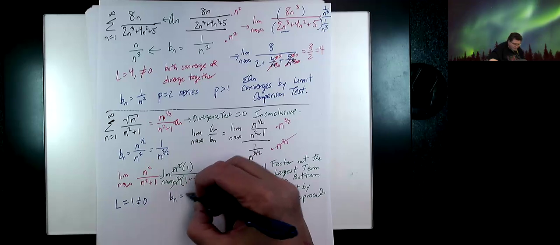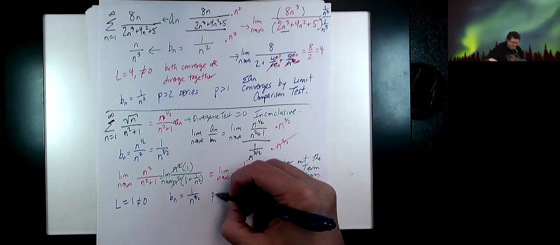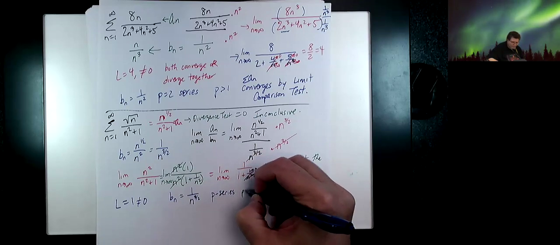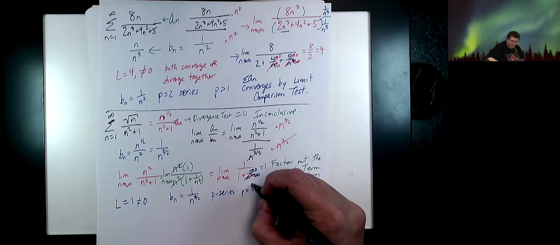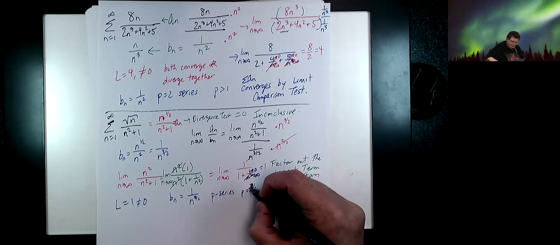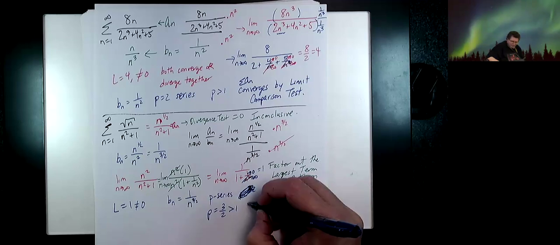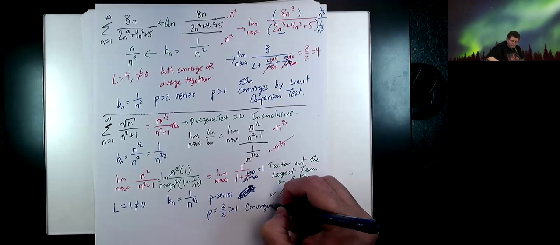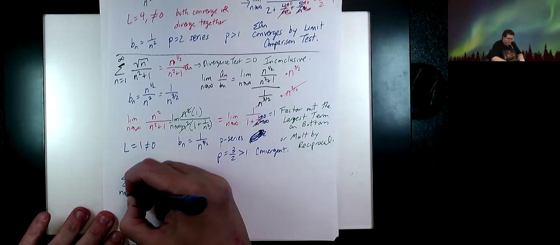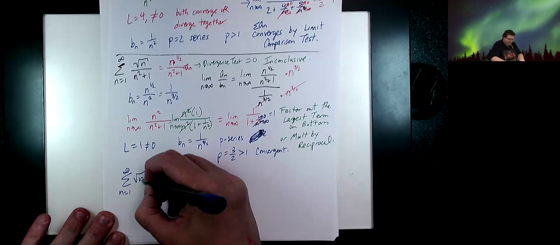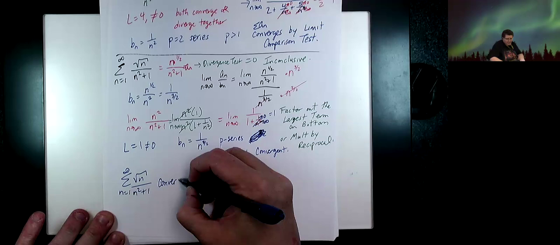B sub n was 1 over n to the 3/2. This is a p series. P equals 3/2, which is greater than 1, so it's convergent. The summation of n equals 1 to infinity, square root of n over n squared plus 1, converges by the limit comparison test.